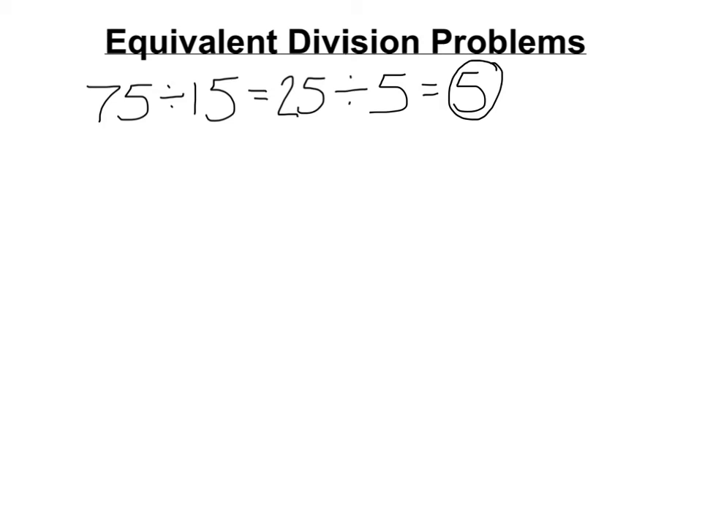Now, when you're working through equivalent division problems, do not reduce your divisor down to 1. It's not that it's going to give you the wrong answer, it's just that it's a lot of extra writing for no reason. For example, if we do this problem one more time, we're going to say, don't though.